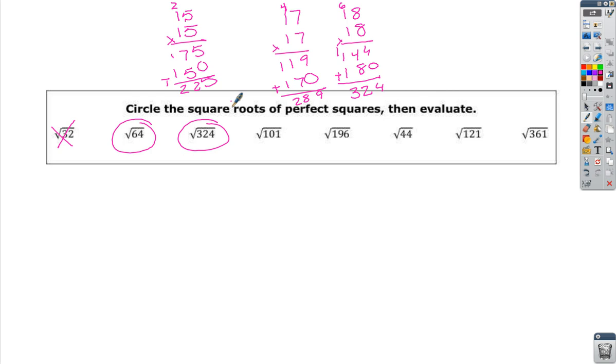Okay, so we have 101. So we know 10 times 10 is 100. So we would look at 11 times 11. 11 times 11 is 121, so that's not a perfect square.